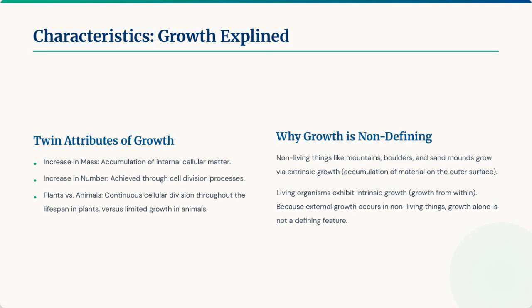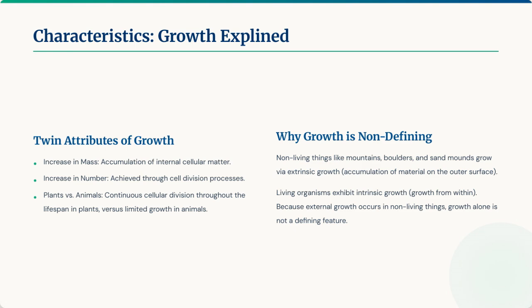When we talk about growth, it's important to understand that it has two key attributes. First, growth can be observed in both living and non-living things, but the nature of this growth differs significantly. For instance, non-living things like mountains, boulders, and sand mounds grow through what we call extrinsic growth, meaning they increase in size by accumulating material on their outer surfaces. On the other hand, living organisms display intrinsic growth, which occurs from within. This internal growth is driven by cellular processes and is what fundamentally distinguishes living beings from non-living objects. Therefore, growth alone cannot be used as a defining feature of life since external growth happens in non-living things as well.